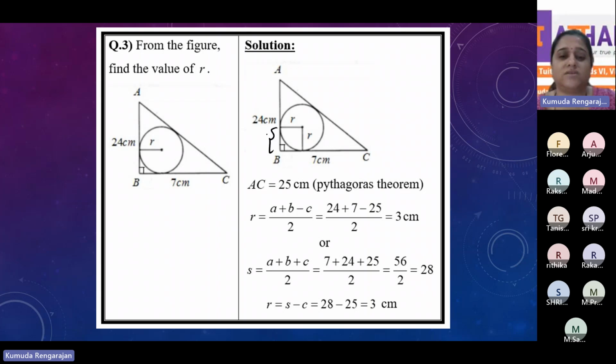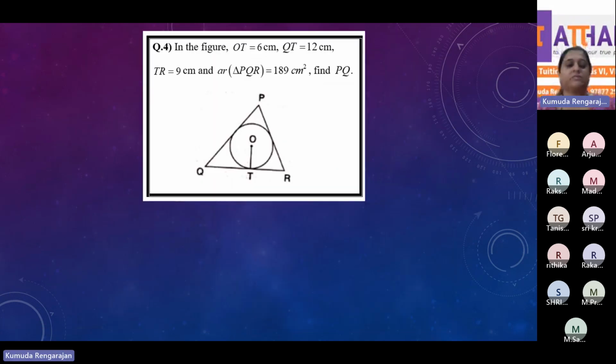This method which I just told you, this is R, this is 24 minus R, I'll have to create the presentation and then upload it. So give me some time for that.